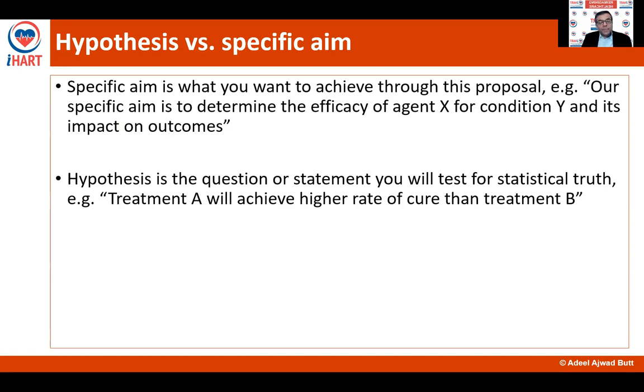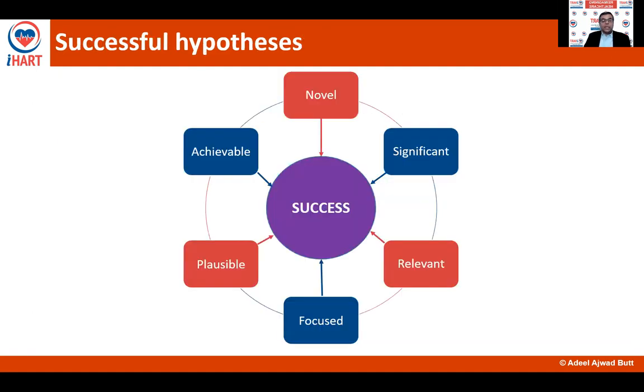For example, the same specific aim can be written as a hypothesis as follows. Treatment A will achieve a higher rate of cure than treatment B for condition X or condition Y. And you can also specify the exact amount of difference that you're expecting or trying to test. In other words, you can say that treatment A will achieve 10% better cure rate than treatment B for condition X, or whatever number you may want to put in.